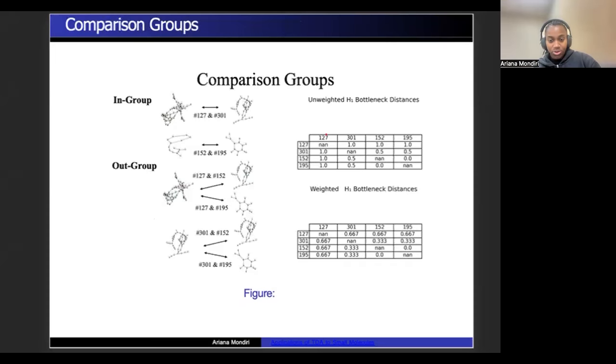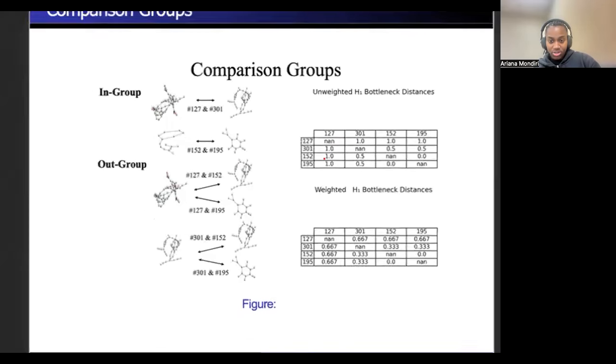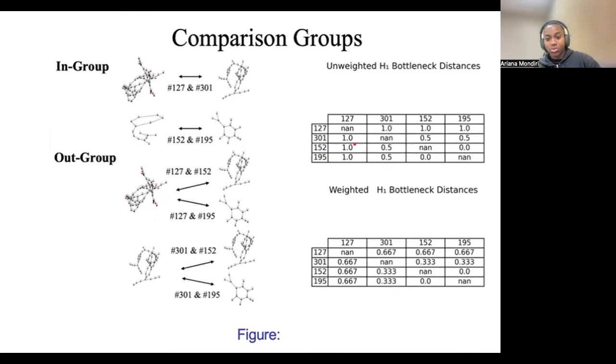So if you look at the molecule 127 and the molecules 152 and 195, you have a bottleneck distance of 1. And when you consider the bottleneck distance, you need to look at it in relation to how the other distances are displayed. So here 1 is our highest value and 0 is our lowest. So we can say that 1 here is pretty high. So this is kind of to be expected.